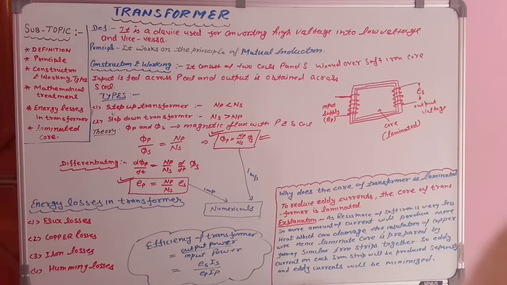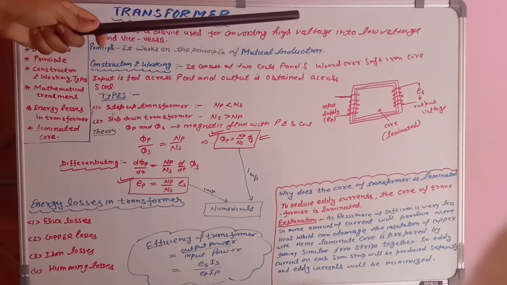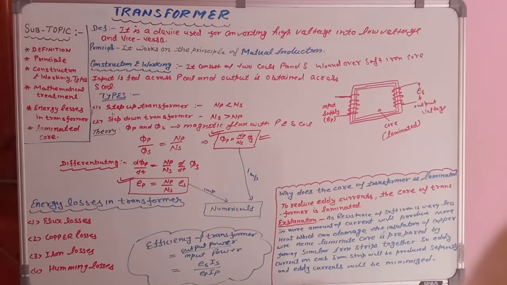Dear students, a transformer is a device. It is a device which is used for converting high voltage into low voltage and vice versa. Meaning if you want to convert high voltage into low voltage or low voltage into high voltage, then the device we use is called a transformer. So what is the principle of transformer? The principle of transformer is mutual induction. It works on the principle of mutual induction.